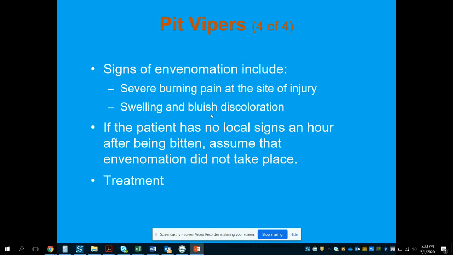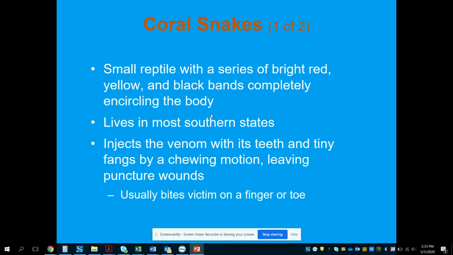Signs of envenomation include severe burning and pain at the site of the injury, and then swelling and bluish discoloration. If the patient has no local signs an hour after being bitten, then you can assume that an envenomation did not take place. Coral snakes are a small reptile with a series of bright red, yellow, and black bands completely encircling the body. They live in the southernmost states, and they inject the venom with their teeth and tiny fangs with a chewing motion, leaving puncture wounds.